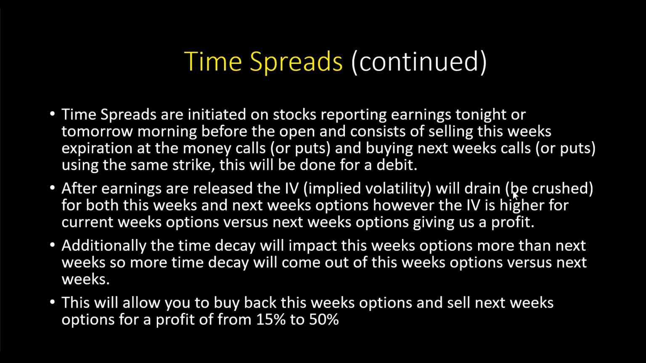So after the earnings release, the implied volatility, the IV, will be drained out of it from both this week's and next week's options. However, the implied volatility is higher for current week's options versus next week's options, giving us a profit. And this is where we make most of the money, right here in this implied volatility crush.